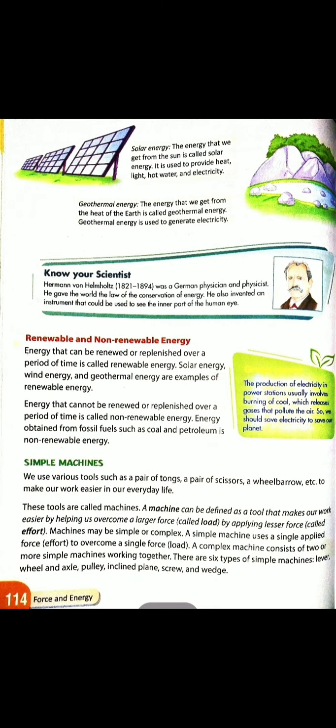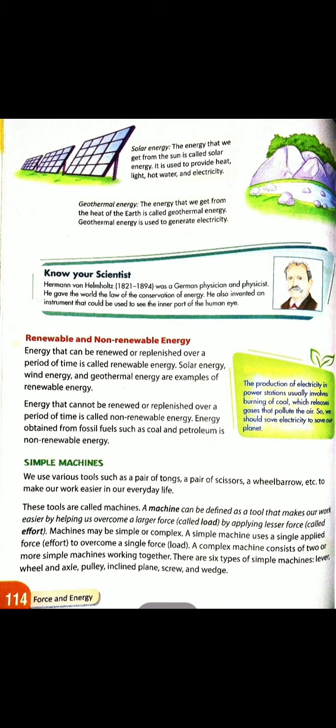Then comes solar energy. The energy that we get from the sun is called solar energy and it is used to provide heat, light, hot water and electricity. And last one is geothermal energy. The energy that we get from the heat of the earth is called geothermal energy. And geothermal energy is used to generate electricity.